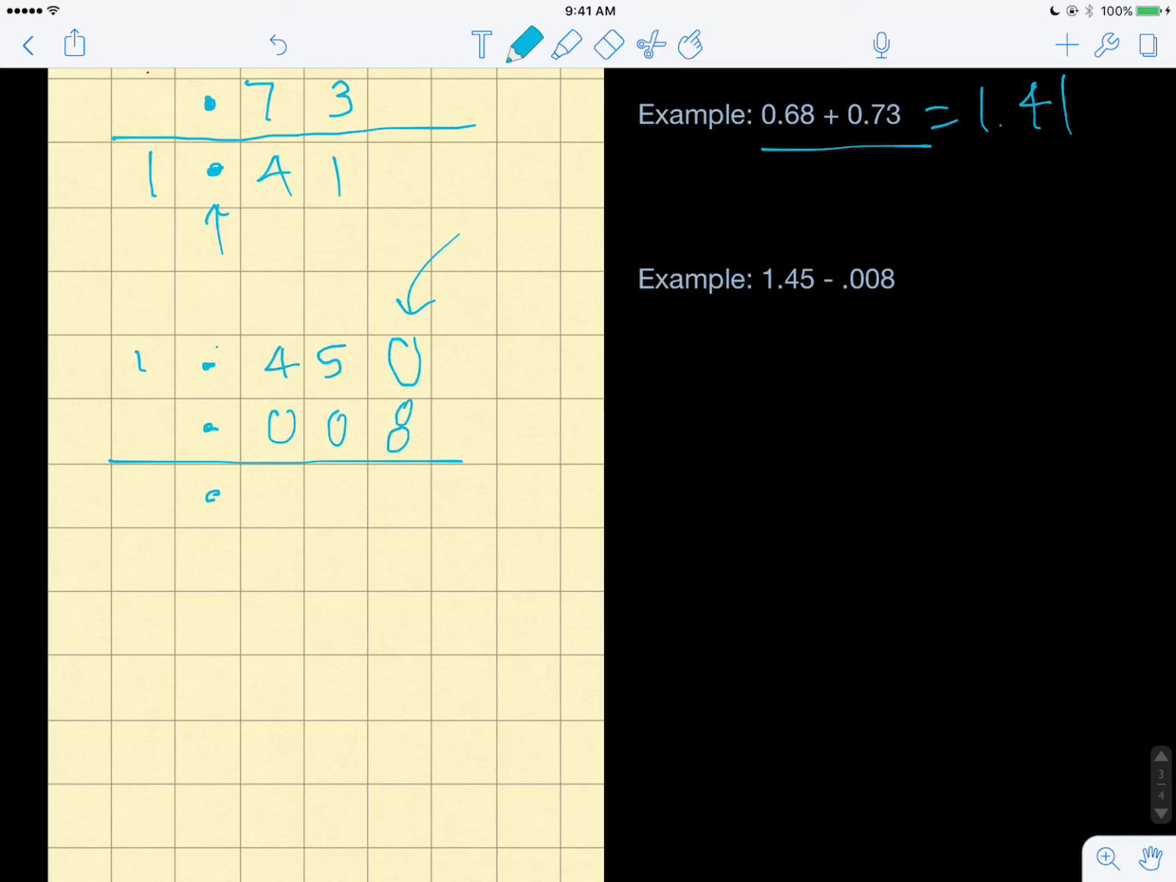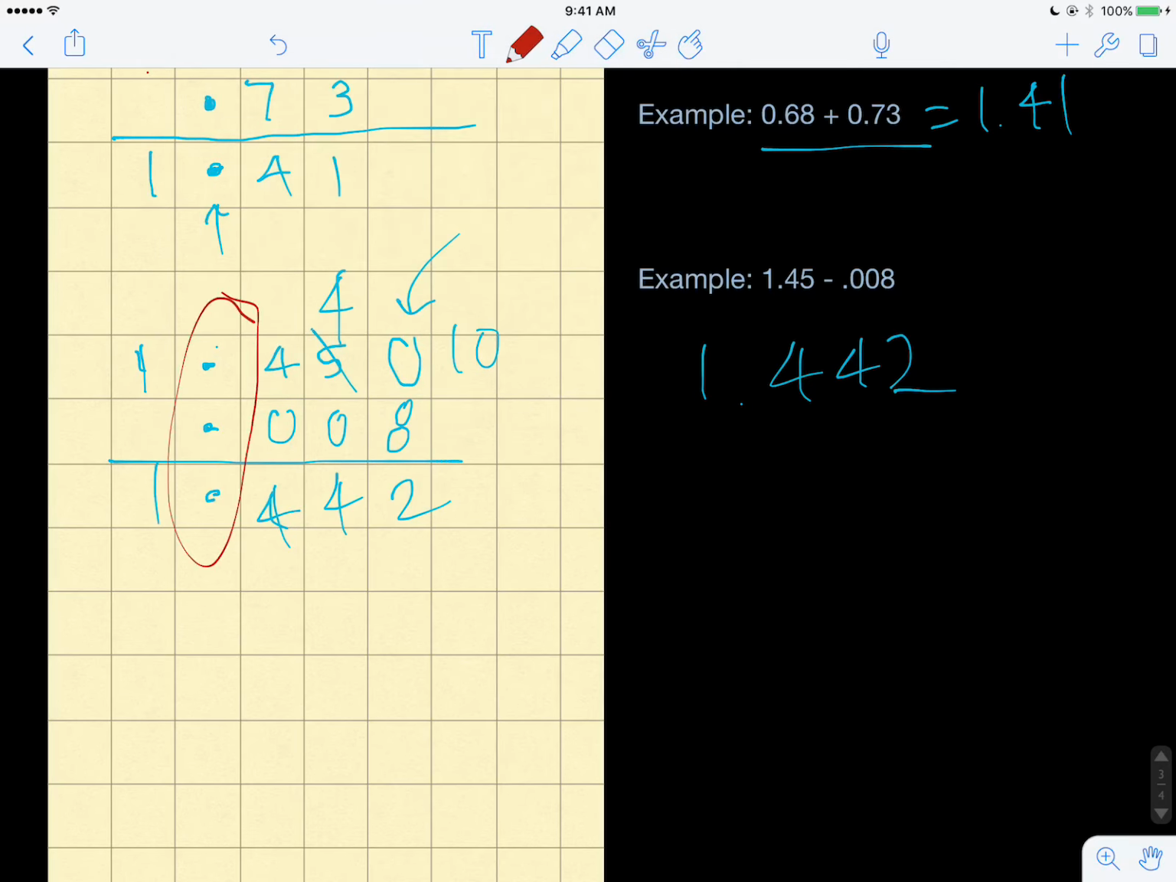Instead, just fill in a 0. Once I've filled in a 0, I can treat this like a normal math problem. I will just take this and make it 2, 4, 4, 1. My answer is 1.442. As you can see, the only reason this was possible is because I lined up the decimals. Otherwise, things get more complicated. You try to line it up like you usually do, but it's not going to get you the correct answer, and you don't know what to do with the decimals. As long as you keep your decimals in a straight line, you're going to be successful.